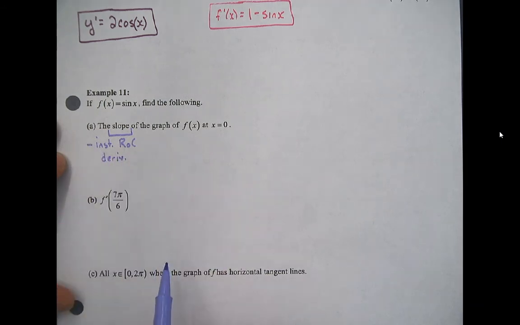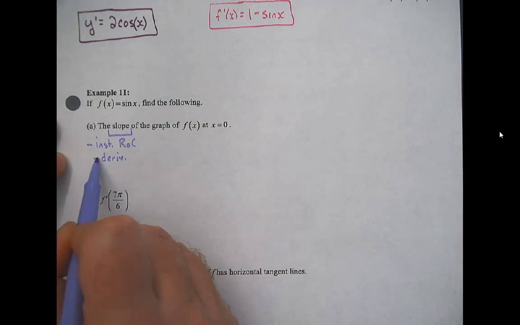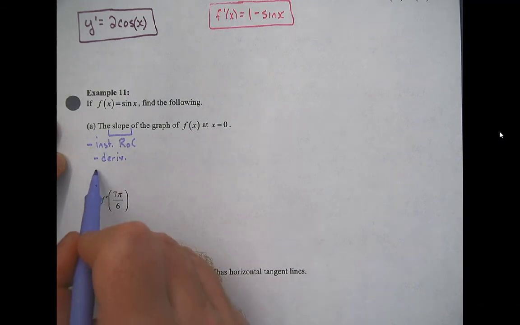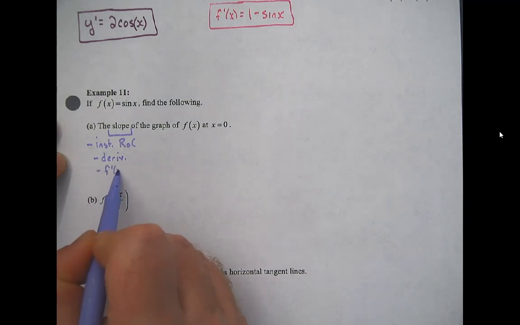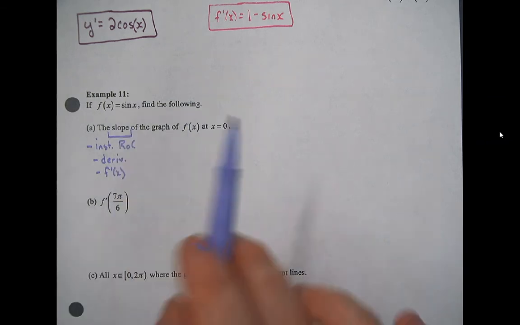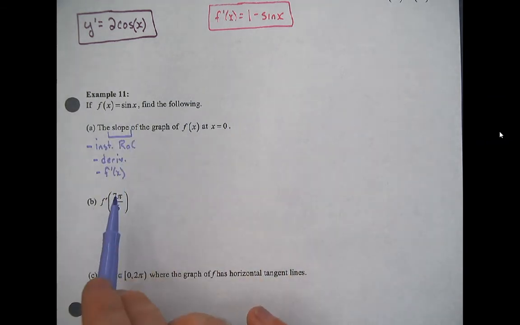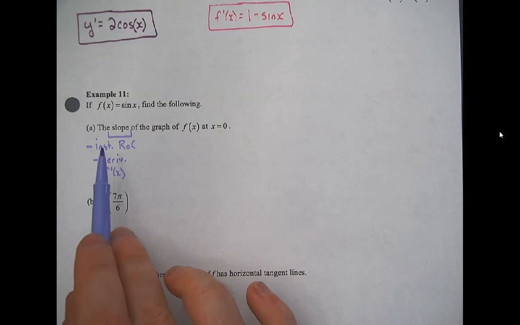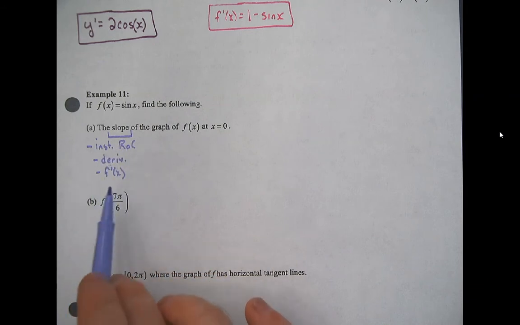So what we call the instantaneous rate of change, this is what we call the derivative. This is what we call f prime of x. All these mean the same thing. When I see the slope at a point, boom, these are the things that I should start to be thinking of: instantaneous rate of change, derivative, f prime.